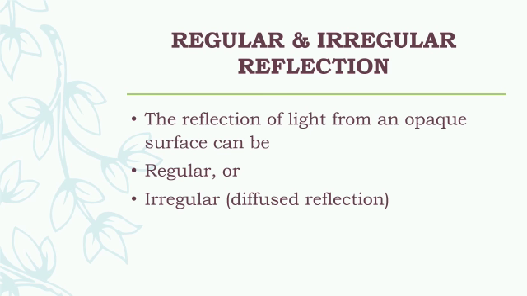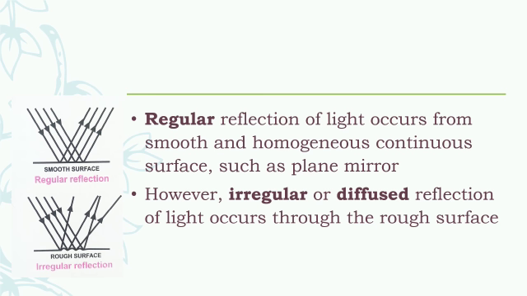Regular and irregular reflection. The reflection of light from an opaque surface can be regular or irregular. Irregular reflection is also called diffused reflection. Regular reflection of light occurs from a smooth and homogeneous continuous surface such as a plane mirror. We conclude that regular reflection takes place when the surface is plane or homogeneous. However, irregular or diffused reflection of light occurs from a rough surface.